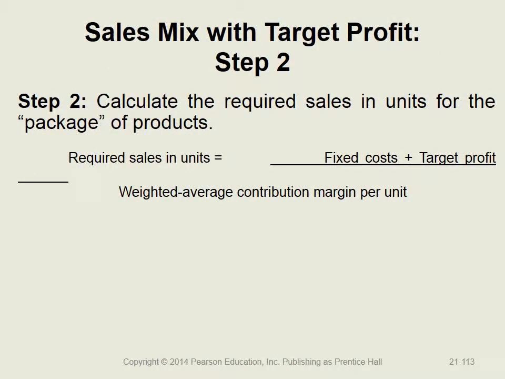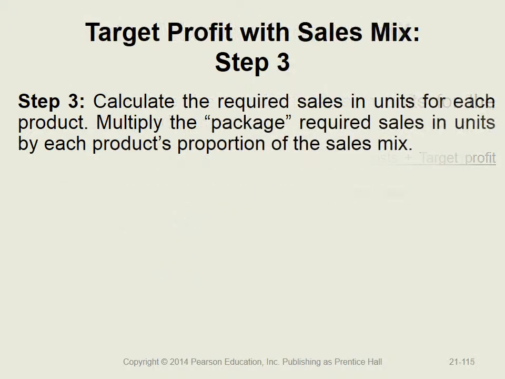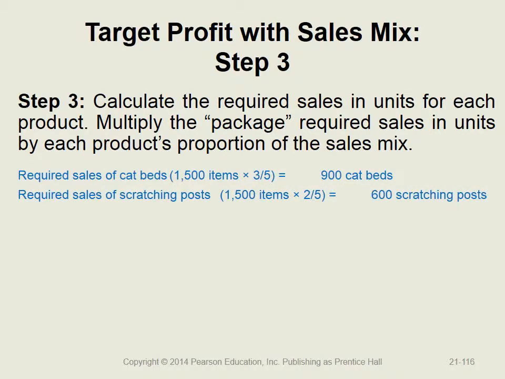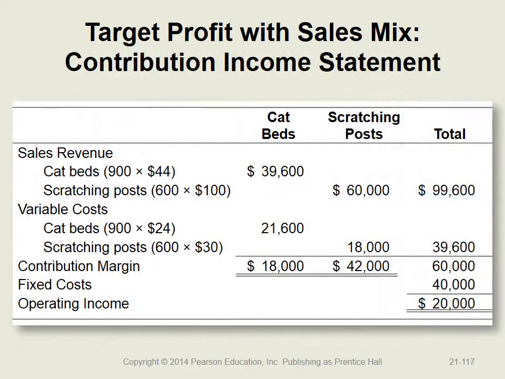We already know the sales mix, so we can move directly to step 2. The result is 1,500 items. Step 3 is the same process as used for the break-even point. We need to multiply the package required sales in units by each product's proportion of the sales mix. In order to earn a net operating income of $20,000, Cool Cat Furniture must sell 900 cat beds and 600 scratching posts. We can prove this planned profit level by preparing a contribution margin income statement.